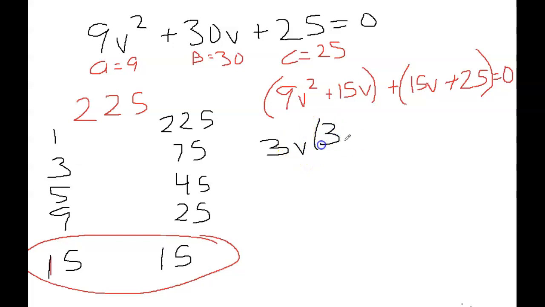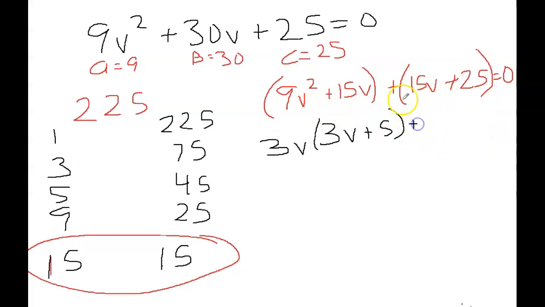And that would leave me with 3v plus 5. And kind of check your work here by distributing. I always like to check that 3v times 3v, yep, that would be 9v squared, and 3v times 5, yep, that would be 15v. So I've correctly factored that first group. Move on to the second group and do the same thing.